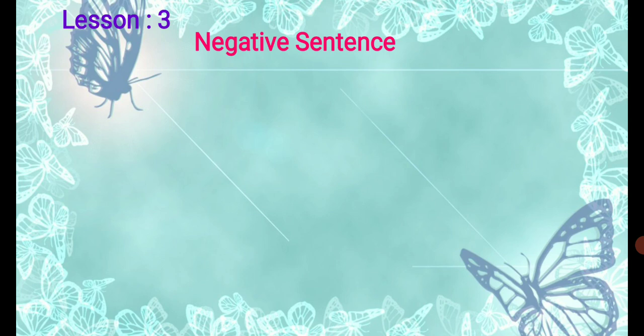As we know, we had learnt lesson number 2, the sentences, in our previous lectures. In our last lecture we had done the textbook exercise of lesson number 2. Today we are going to start a new lesson, lesson number 3, and the name of the lesson is negative sentences.